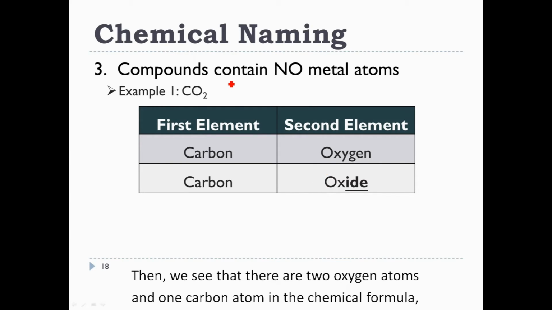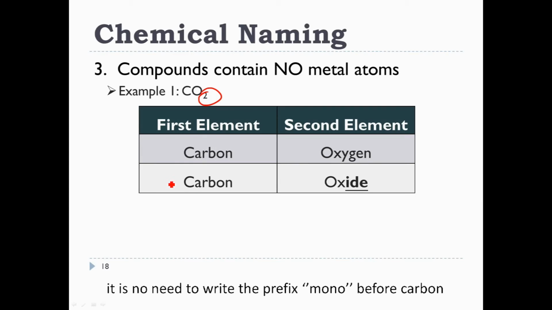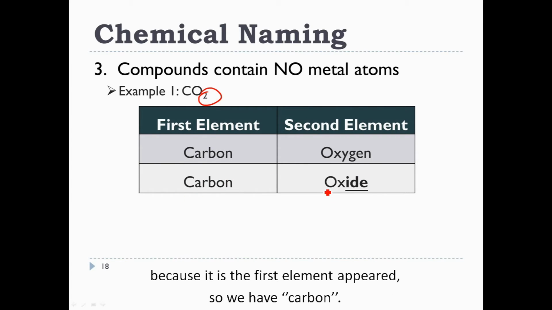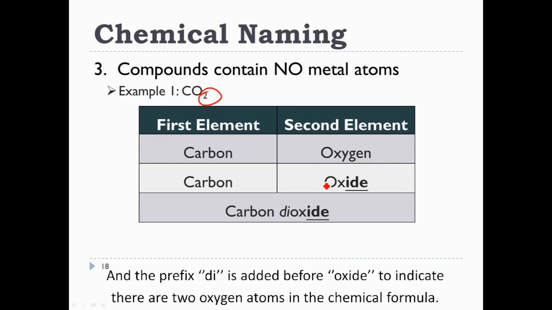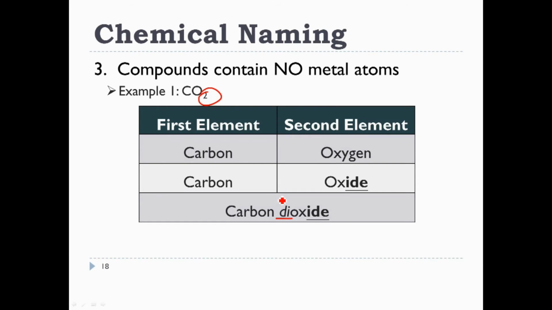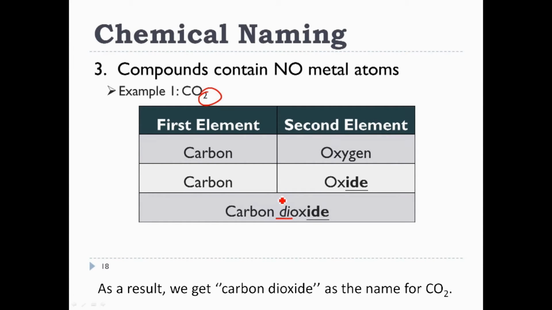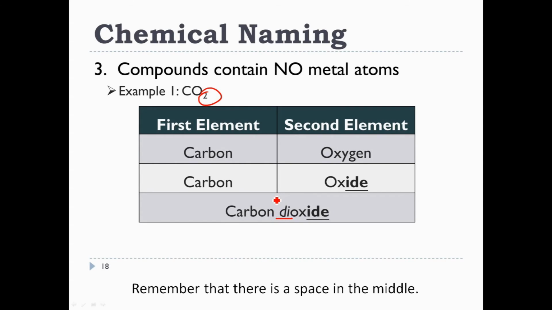Then, we see that there are 2 oxygen atoms and 1 carbon atom in the chemical formula. There is no need to write the prefix mono before carbon because it is the first element appearing, so we have carbon. And the prefix di is added before oxide to indicate there are 2 oxygen atoms in the chemical formula. As a result, we get carbon dioxide as the name for CO2. Remember that there is a space in the middle.